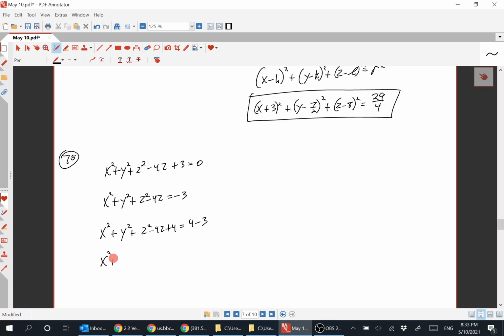So then this gives us x squared plus y squared plus what's left here is a perfect square. It's z minus 2 squared equals 1. All right, so this is the sphere of radius 1, centered at x equal to 0, y equal to 0, z equal to 2. Sphere of radius 1 centered at 0, 0, 2.